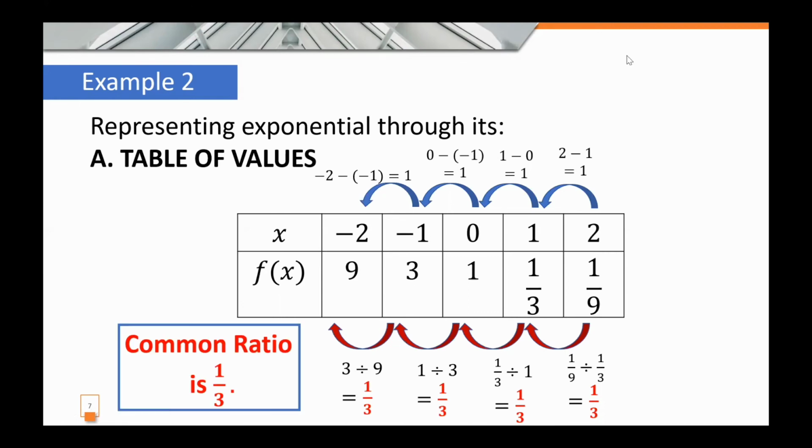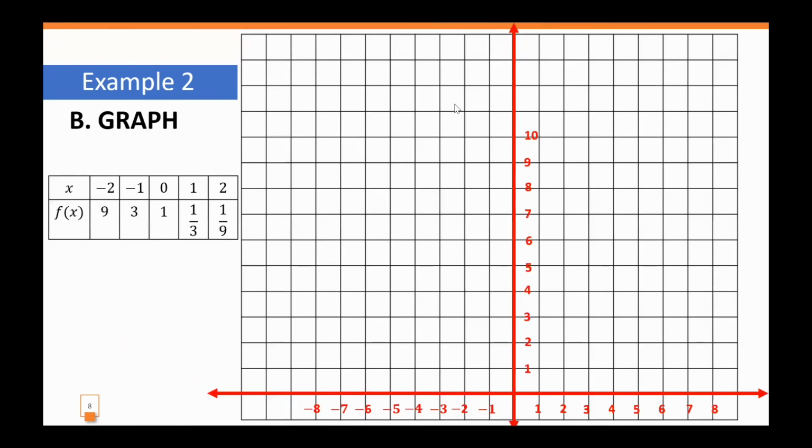1 divided by 3, that's 1/3. And 3 divided by 9, that is 1/3. In here, the common ratio is 1/3. Please take note of the common ratio because we'll be using this in determining the equation. Let's proceed to the graph.